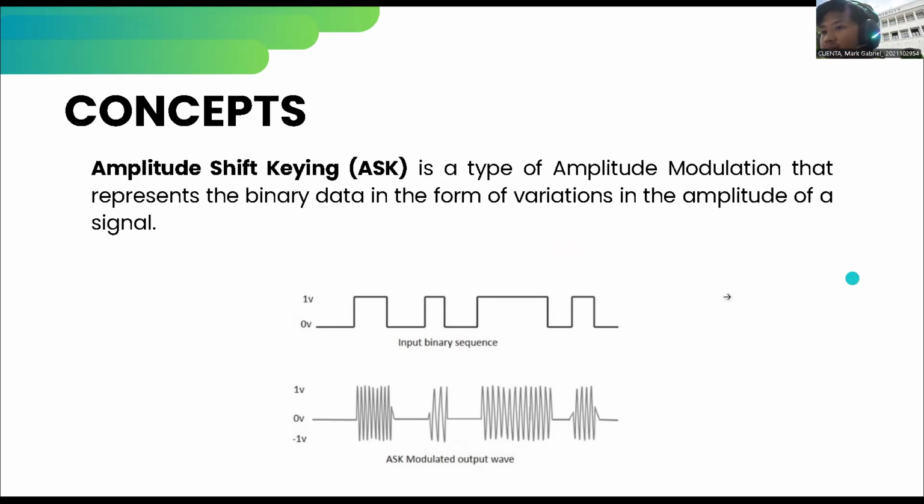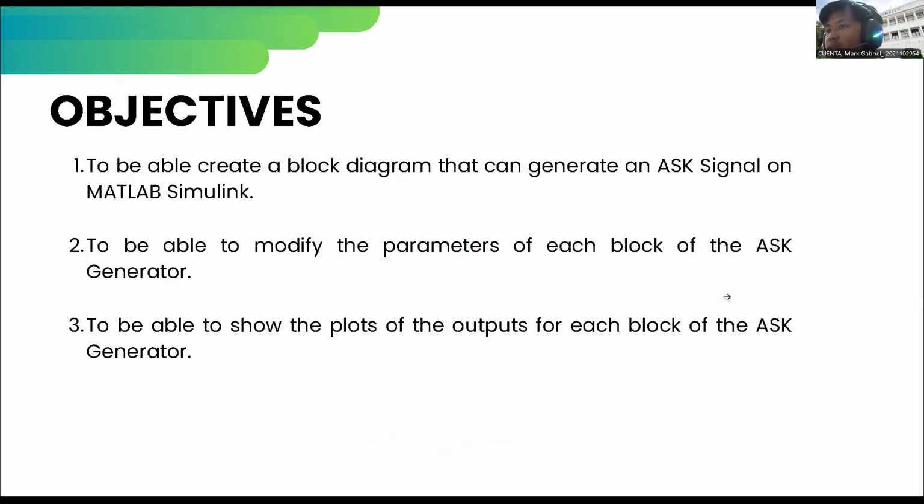Moving on to the objectives. The objectives of this experiment are shown on this page. The first one is to create a block diagram capable of generating an ASK signal using MATLAB Simulink. Second is to modify the parameters of each block used in the ASK generator. And third is to observe and analyze the plots and outputs generated by each block in the system.